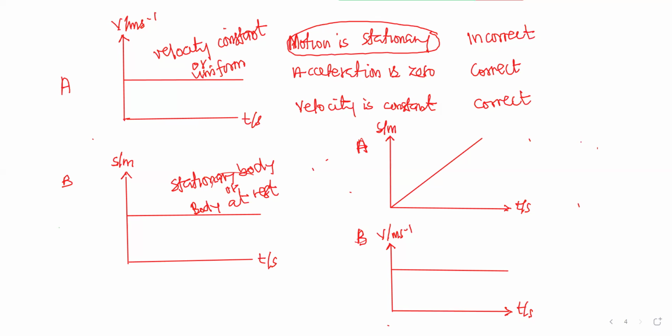Proportionality. Equivalent. A is the same as B, so they are the same. So one word, same. This is uniform or constant velocity.